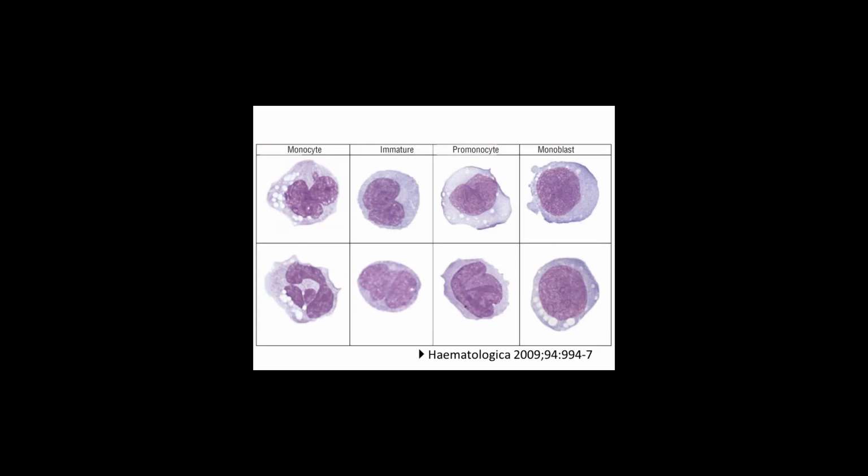This is a pictorial representation. This is what I was talking about, the immature or the abnormal promonocyte. Now, these, along with the monoblasts, are considered to be blast equivalents for the sake of counting according to the WHO classification.